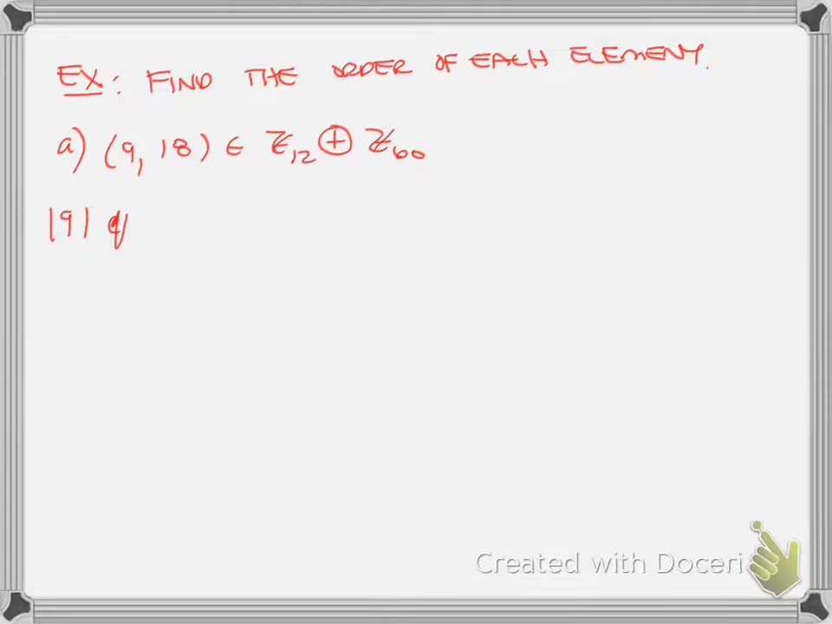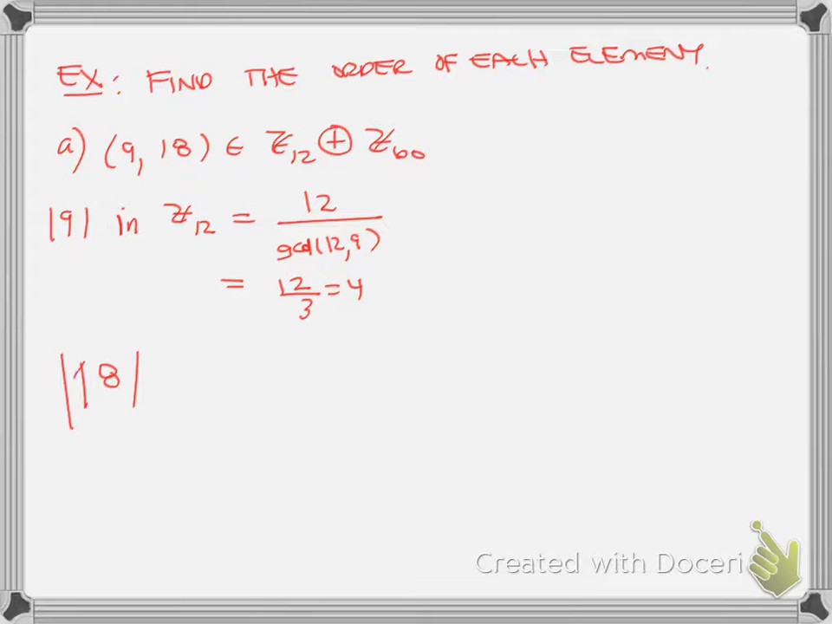I'll write it out for this one. The order of 9 in Z12. Well, you may remember you take your mod, 12, and divide it by the GCD of your mod and the number, which is 9 in this case. And so that's going to be 12 over 3, which is 4. So the order of 9 is 4. And then what about the order of 18 in Z60? Similarly, that's going to be 60 over the GCD of 60 and 18. And that's going to be 60 over 6, and that will give us 10.